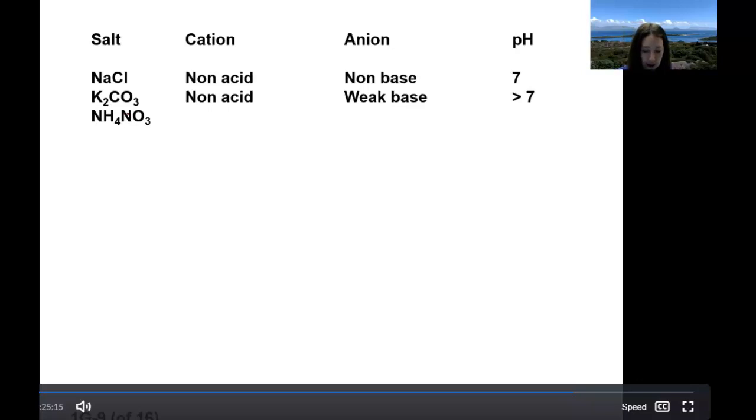So this one, right, HNO3, ignore it. NH4 comes from NH3. NH3 is a base, so NH4 must be a weak acid. We said ignore NO3, this must be acidic. Okay, here's a fun one. What do we think about this one?